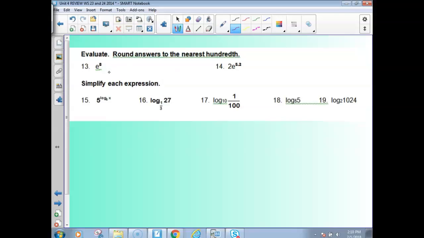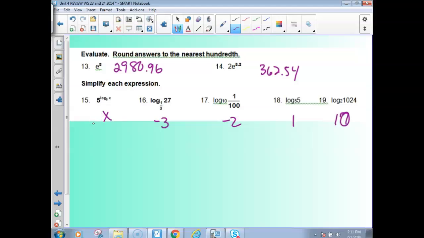E to the 8th is 2,980.96. You guys can type these on a calculator, so 362.54, that's that one. The answer to 15 is x. The answer to 16 would be -3, and the next one would be -2, and this one is 1, and this one is, oh, not 7, it's 10. I forgot. 10. Anybody need me to go further with these?